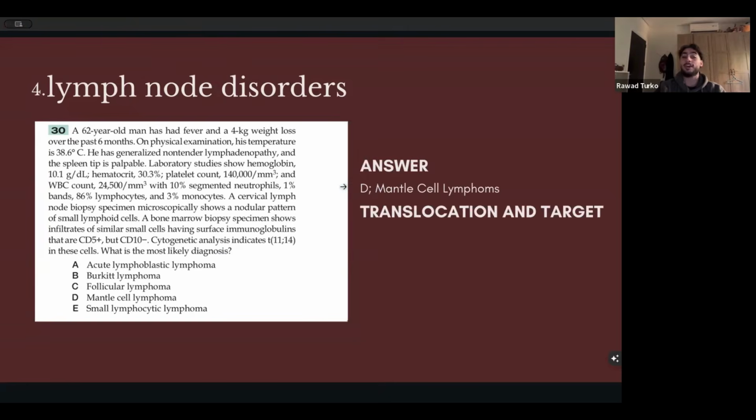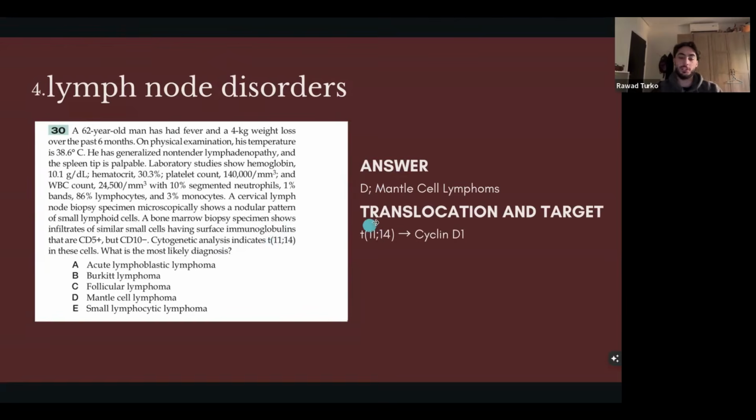Okay, what's the translocation and the target? We already know the translocation because of here. What does it overexpress? So it's cyclin D1. So the translocation is t(11;14), overexpressing cyclin D1, which you guys know is associated with your cell cycle. It's going to increase the cell progression from the G1 to the S phase. So when you have overexpression, you're going to get very rapid progression through the cell cycle. Okay, what are the cell markers? We already brought them up, but they're CD5, cyclin D1, and CD20, but they're CD10 negative.